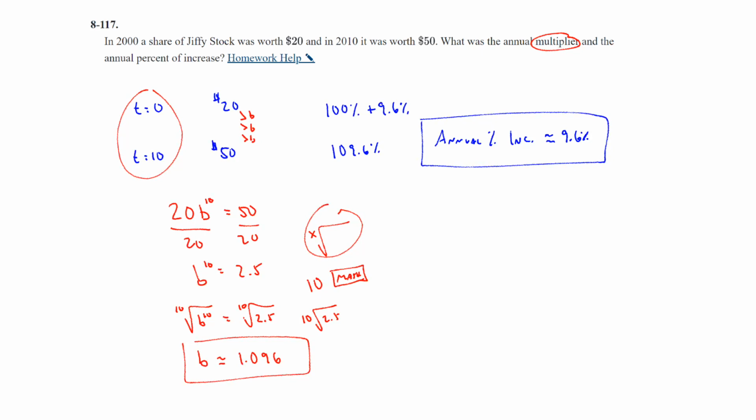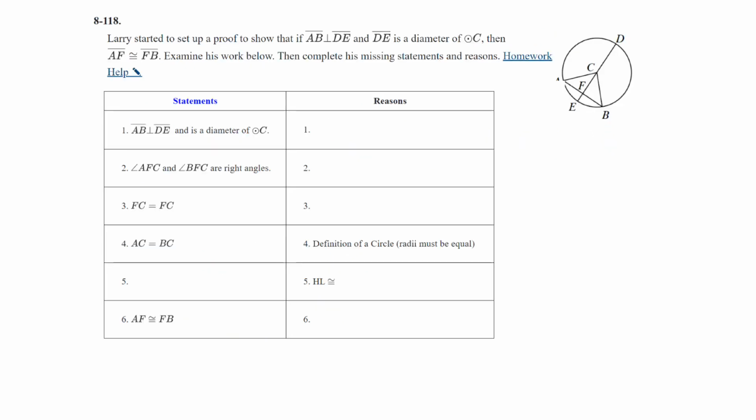Once again, there's all sorts of ways to do some of these problems. That's just kind of one way to approach it. Question 118. Larry started to set up a proof to show that if, looks like part of my thing got cut off right here. This is an A. So if line segment AB was perpendicular to DE, that's given, and DE is the diameter of circle C, then we're trying to find that line segment AF is congruent to FB. All right, examine his work, then complete his missing statement.